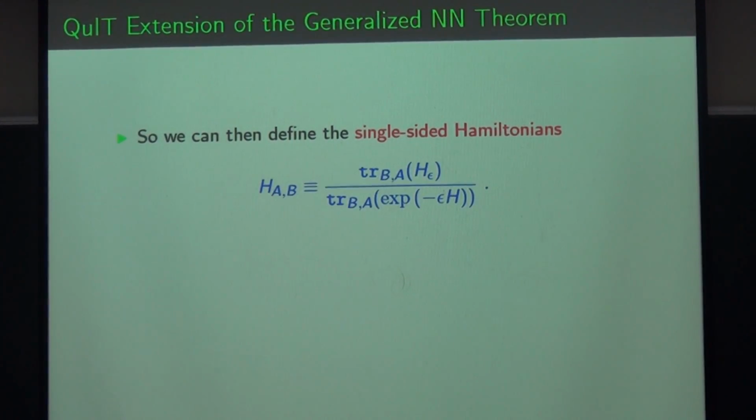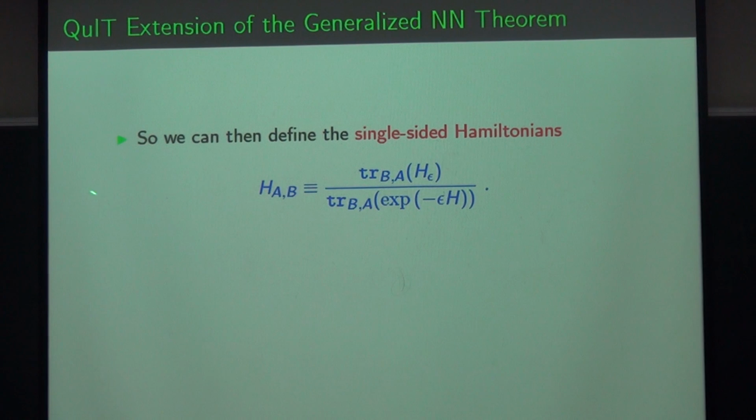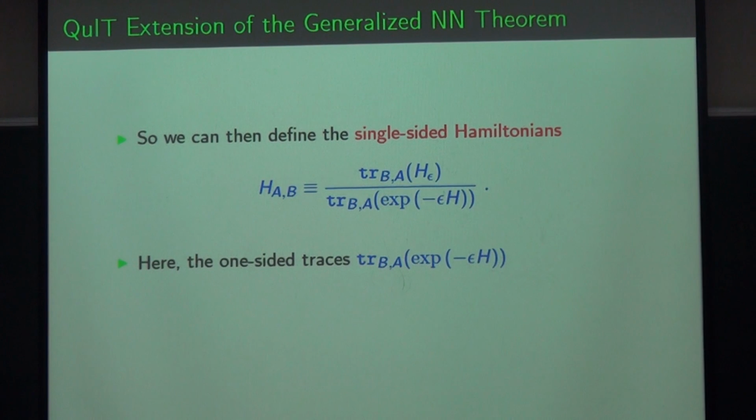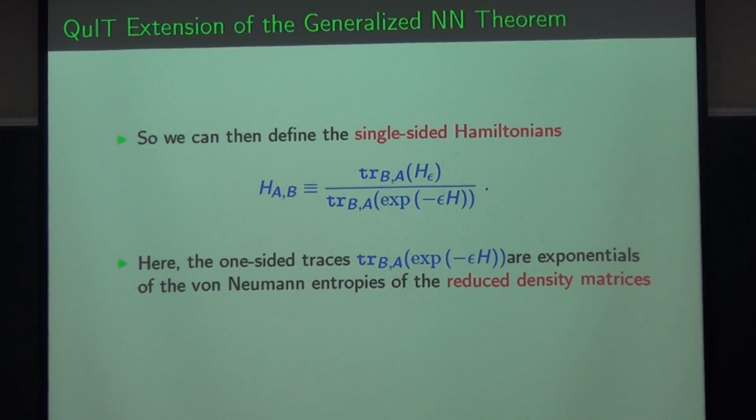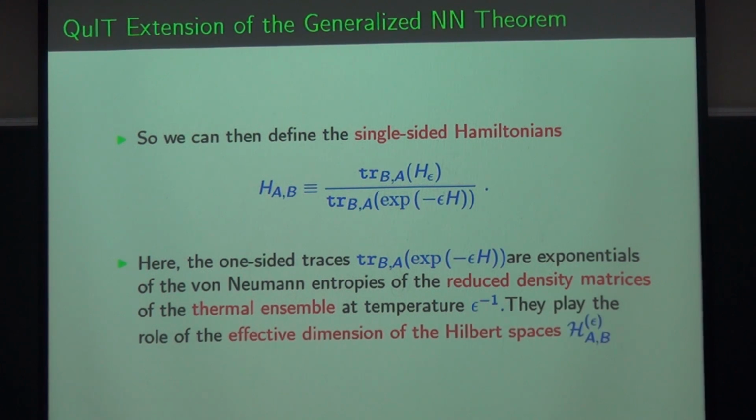So then we can define the single-sided Hamiltonians this way. Again, just really thinking of this thing as a regulator of the trace. So this is the regulated version of the dimension of the Hilbert space, and this is the regulated version of the trace of the Hamiltonian. So we just regulated the formulae we had in the finite dimensional case. Again, these one-sided traces are actually exponentials of the von Neumann entropies of the reduced density matrices with thermal ensemble at temperature 1 over epsilon. And they play the role of the effective dimension of these Hilbert spaces, which are accessible with energy 1 over epsilon.